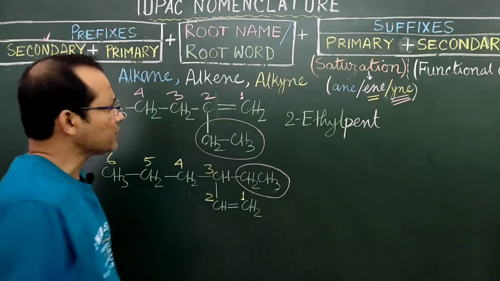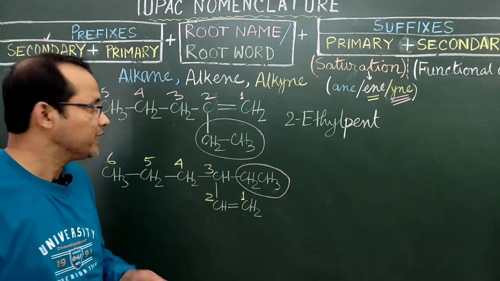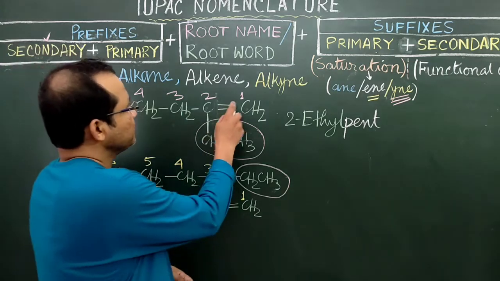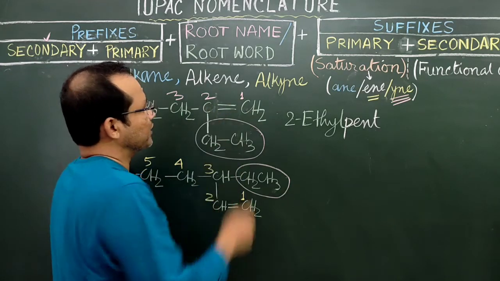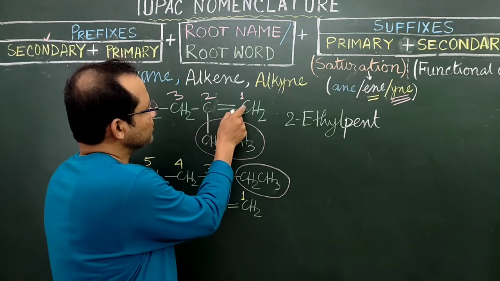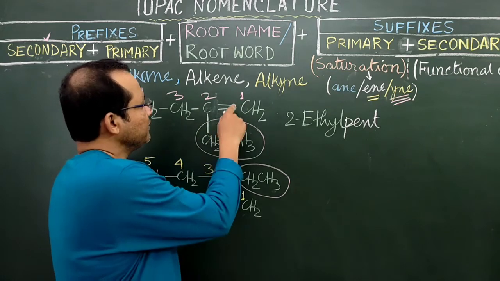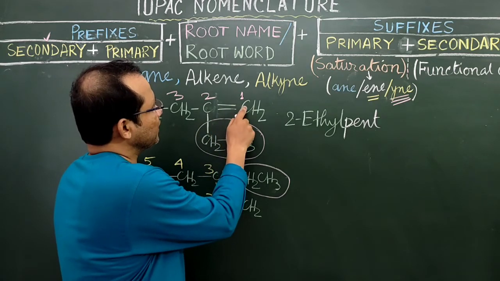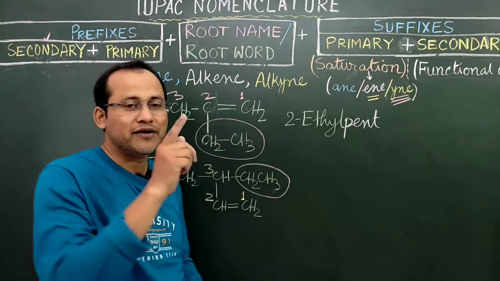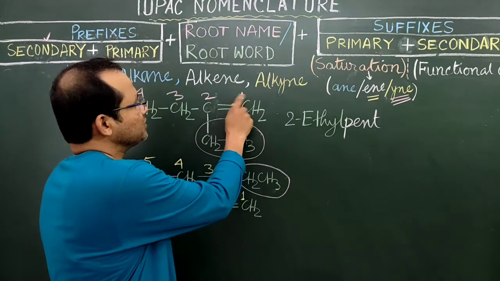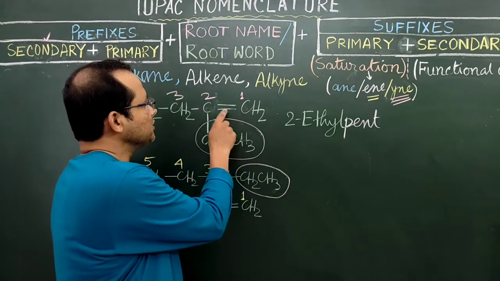Now, is there any double or triple bond? Yes, one double bond is there between the first and second carbon atom. Now if this is present between the first and second carbon atom, then the minimum number containing carbon, that is this one, will be the first carbon, and its number, that is 1, will be the position of the double bond.